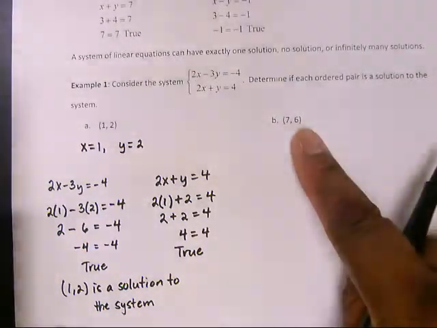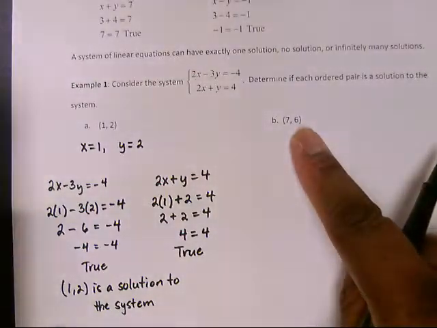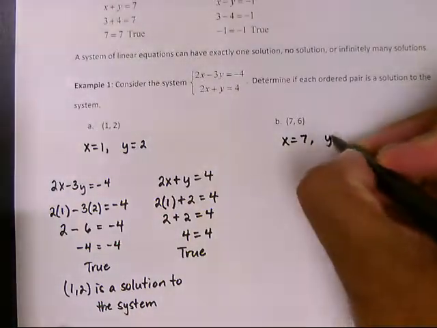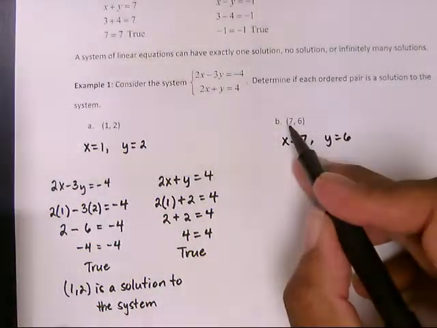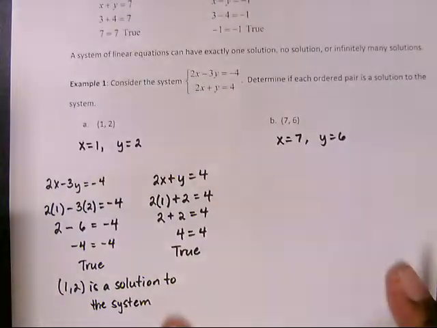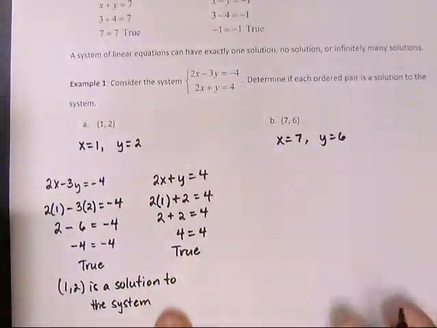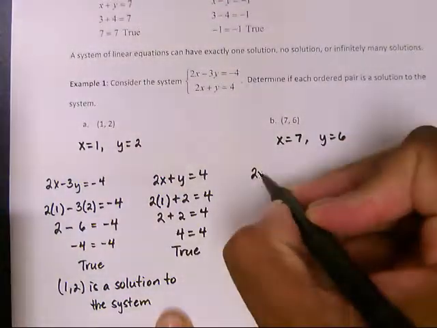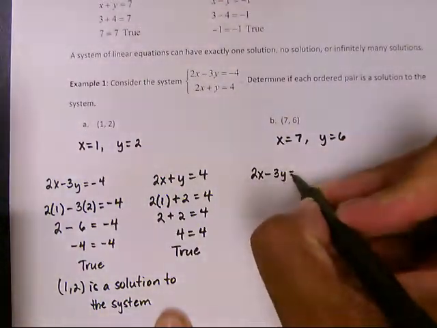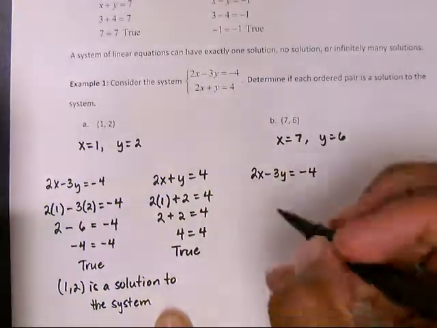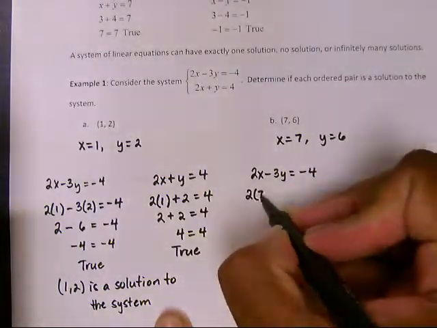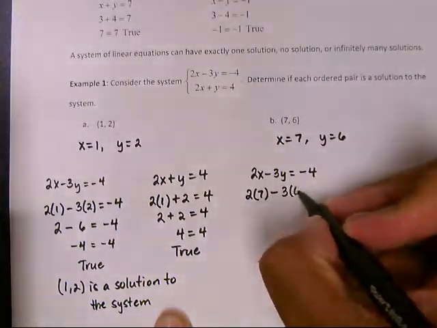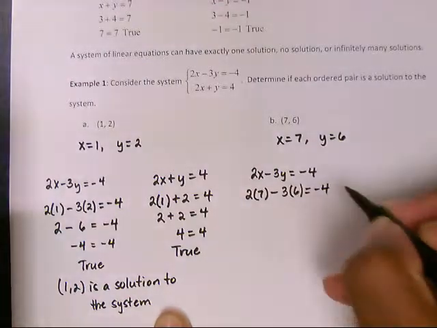Now what about the ordered pair 7, 6? In this case, the x will be 7 and the y will be 6. The first number is your x-coordinate, the second number is your y-coordinate. Now I'm going to substitute the x and the y in each of these equations, starting with 2x minus 3y equal to negative 4. I'm going to replace that x with 7, so it'll be 2 times 7 minus 3 times y, which is 6, and that's equal to negative 4.